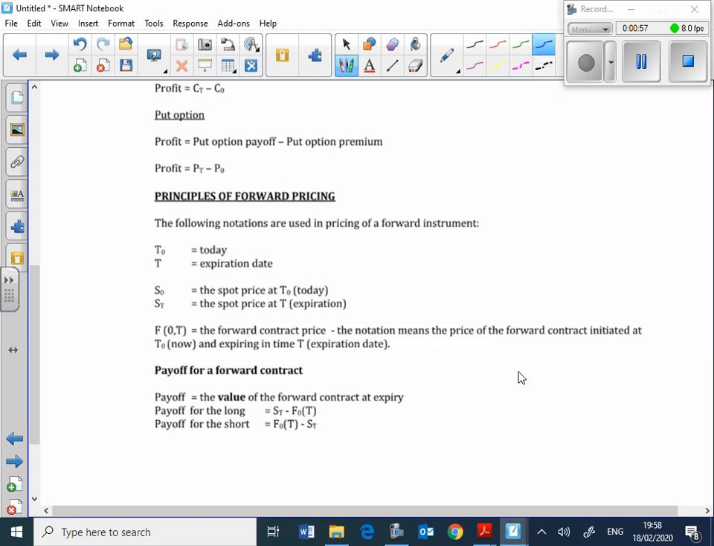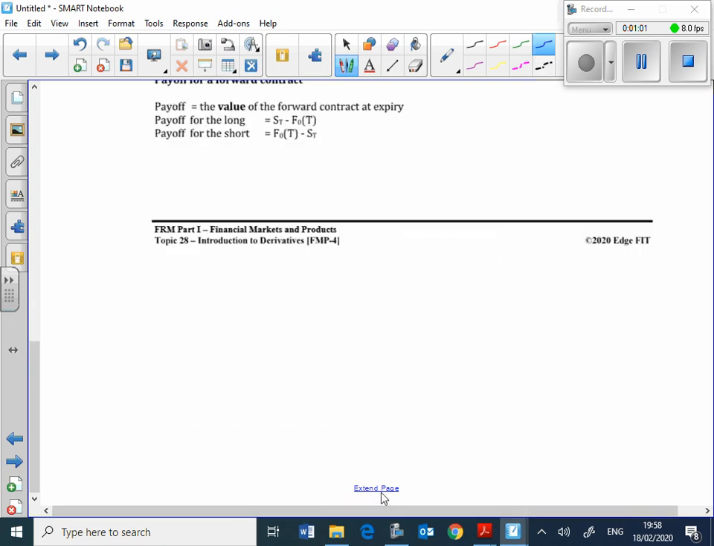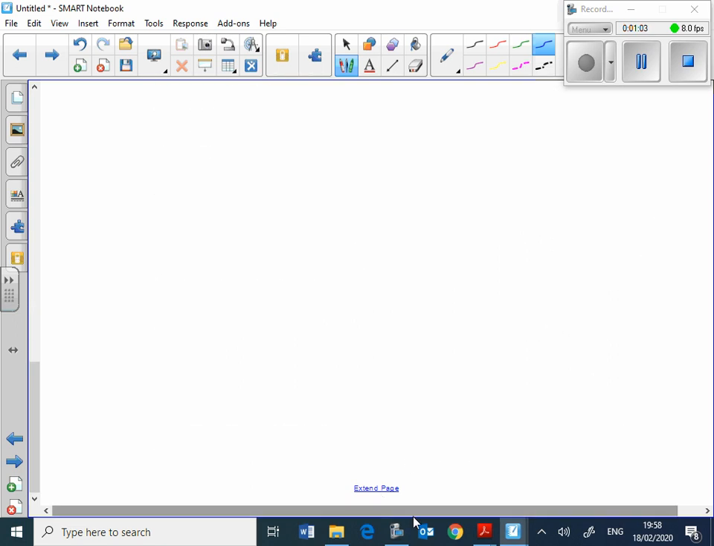Okay. The very first thing I want to talk about when we talk about principles of forward pricing, we don't deal with it much here. We talk about this concept, guys, called F0T. Often people call it F0T. What's F0T? That's the forward price. What does the 0T stand for? The 0 is now. The T is the end. You happy with that? That's why we denote it F0T.